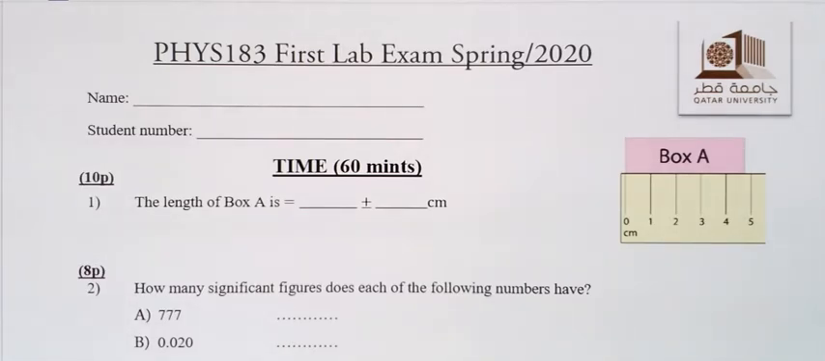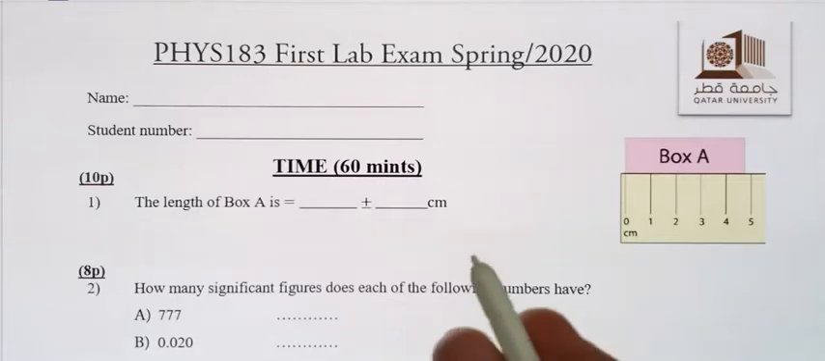So here let's solve an example of a previous exam for the lab. The first question: the length of the box A. This is box A and this is the ruler. In these kinds of questions, we start first with the error. By definition, the error is the smallest division. So what's the smallest division here? It's 1 centimeter. So I start with the error.